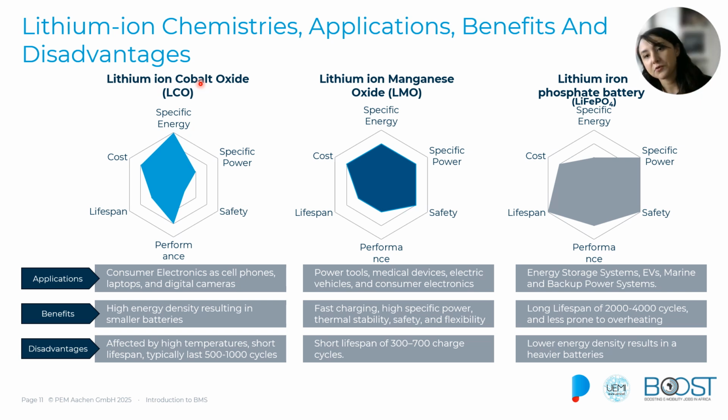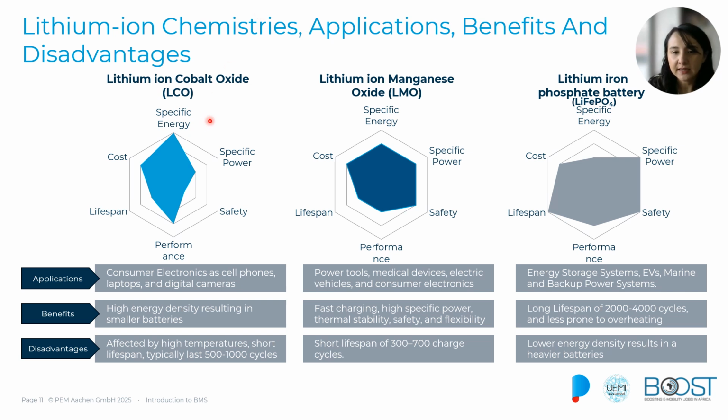However, if we look at the batteries that are used in electric vehicles or in energy storage, we will focus on durability and safety more, and we cannot achieve as high energy densities as, for instance, a smartphone has. Following that, I'm showing in this slide the different chemistries, and you can see the applications, the benefits, the disadvantages, and also a small diagram summarizing the advantages and disadvantages of each of those.